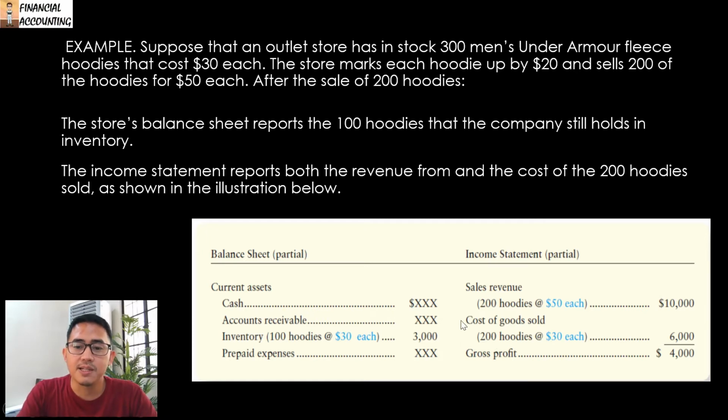Okay, so that's the inventory that is still unsold as of the balance sheet date. And on the income statement, you will see here the sales revenue. Of course, the sales revenue is computed by multiplying the number of units sold, which in this case is 200 hoodies, times the selling price, which is $50. So all in all, $10,000. And cost of goods sold is computed by multiplying the number of units sold, 200, times $30, which is the cost of the hoodies. Okay, so which means that the gross profit here is 4,000. This is how you're going to present the inventory in your financial statements.